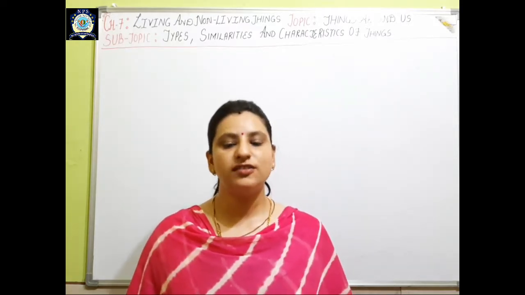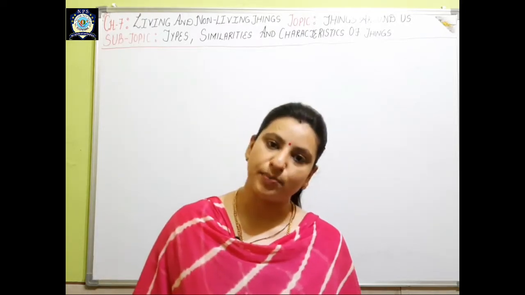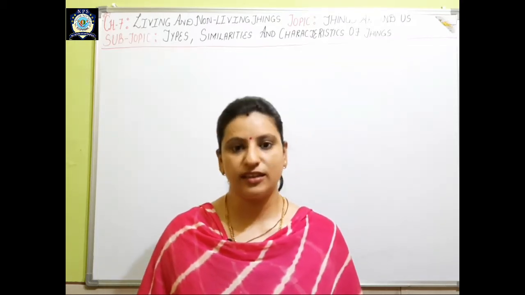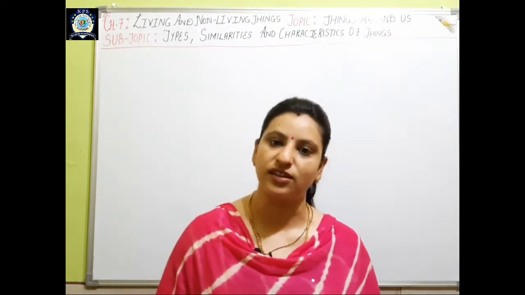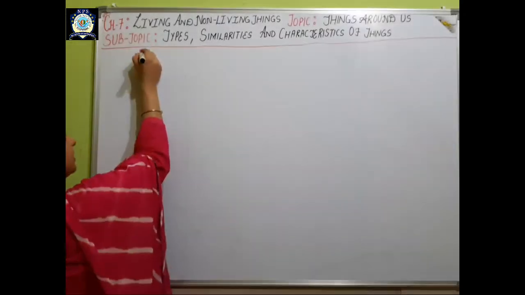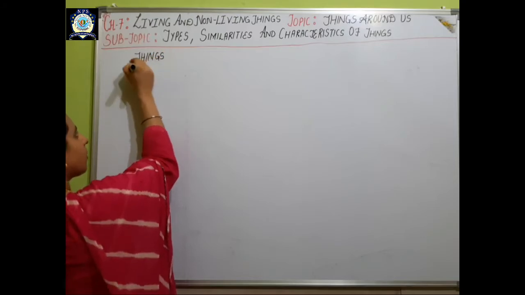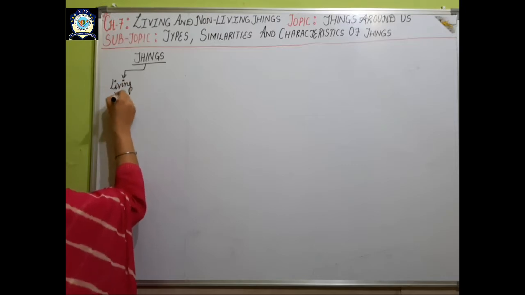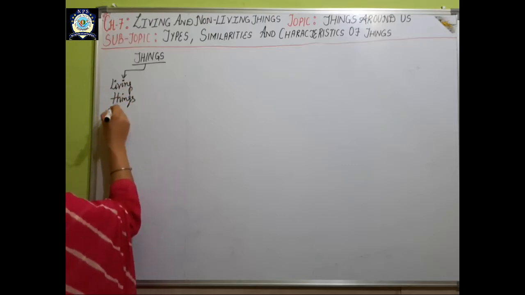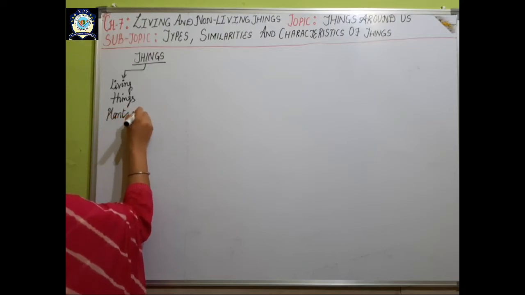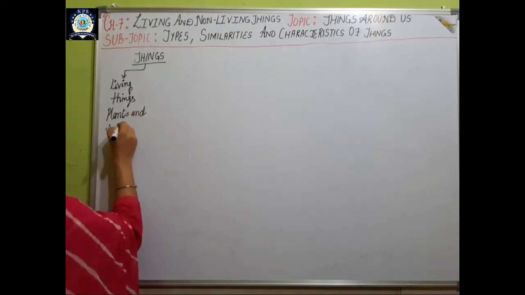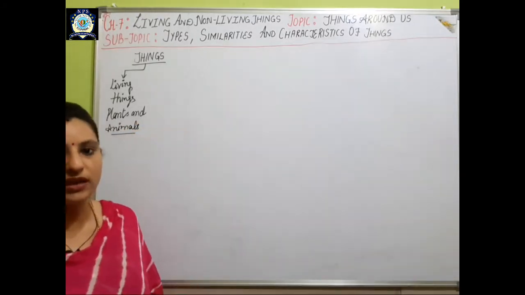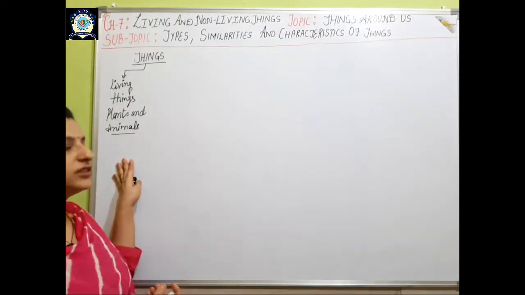From all these examples we learn that the things are categorized into two main types: the living things and the non-living things. The things can be categorized into living things, which include plants and animals. And in animals we can include mammals also, and you know that human beings are also mammals. So we are also included in living things.